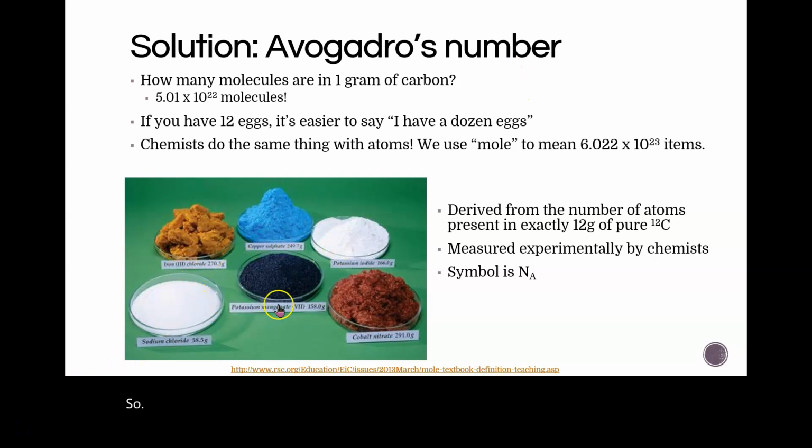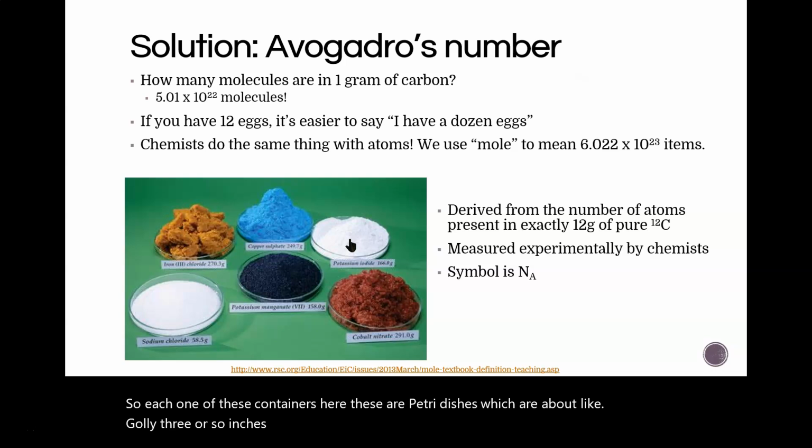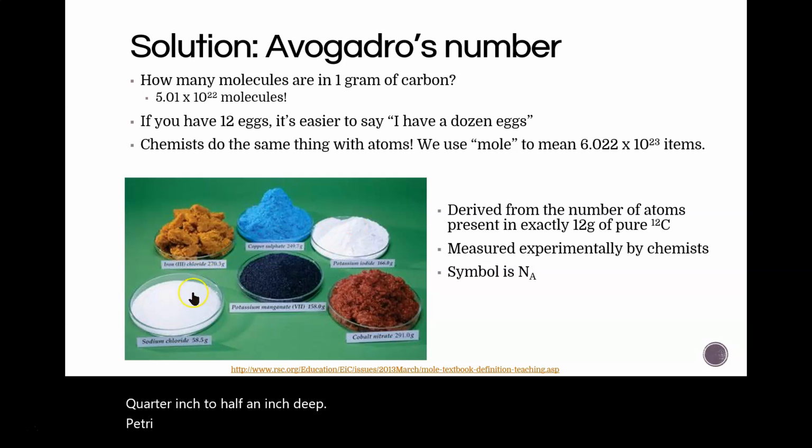So each one of these containers here, these are Petri dishes, which are about like, golly, 3 or so inches across, like, I don't know, about like that, and maybe 1/4 of an inch to 1/2 an inch deep. Petri dishes here are being used to hold 1 mole of several different substances. So table salt, sodium chloride. It doesn't even fill the container, right?